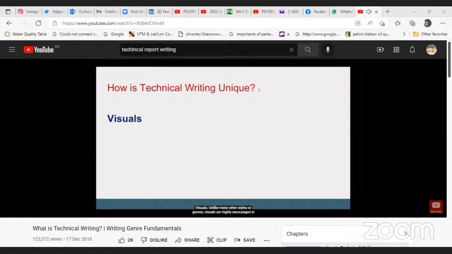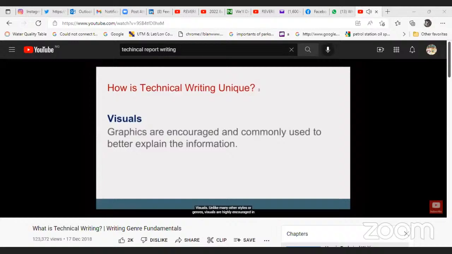Visuals. Unlike many other styles or genres, visuals are highly encouraged in technical writing. Pictures, drawings, or other graphics can help readers get an image in their head and ultimately better understand the directions or concepts being explained.